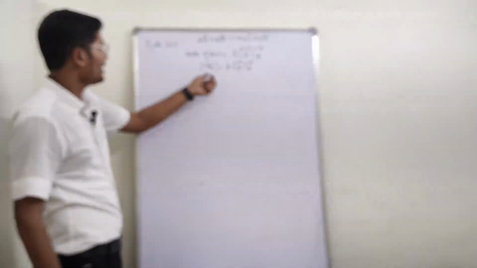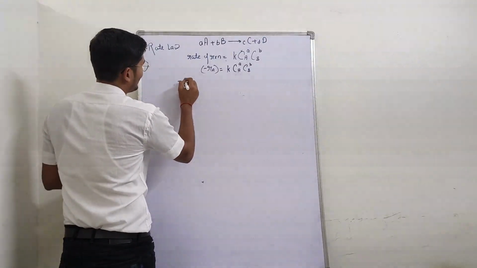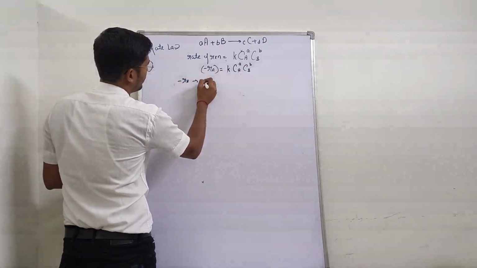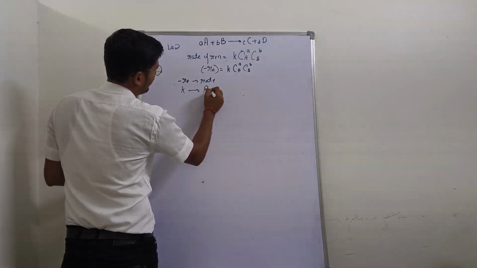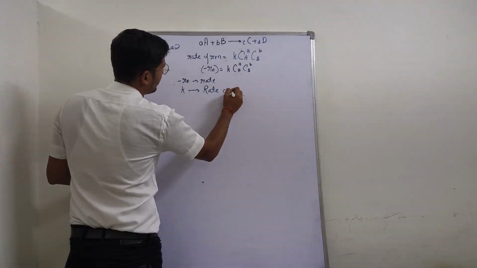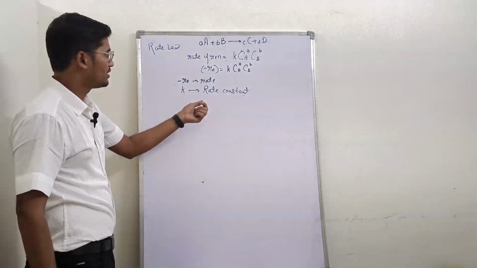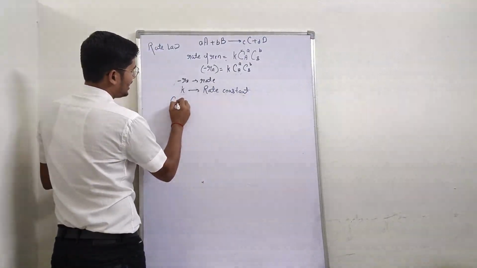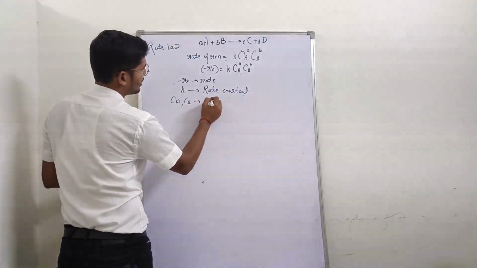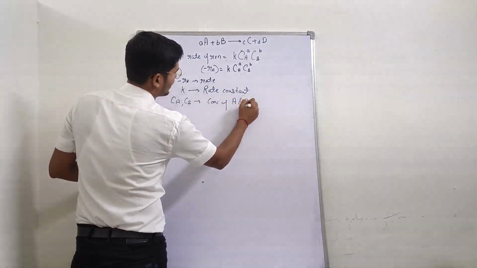Now let's talk about each term. Minus rA is the rate, everyone knows. What is k? k is the rate constant. Let me finish the terminology first and later we'll come back to this. What are [A] and [B]? [A] and [B] are the concentrations of the A and B reactants.